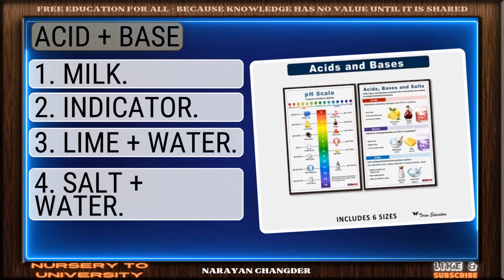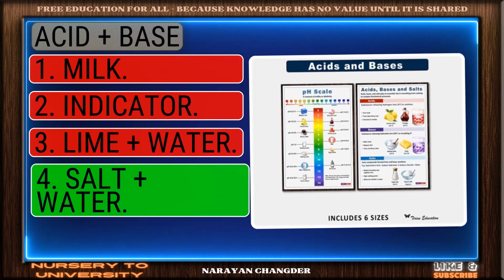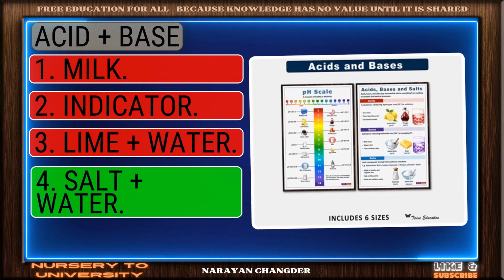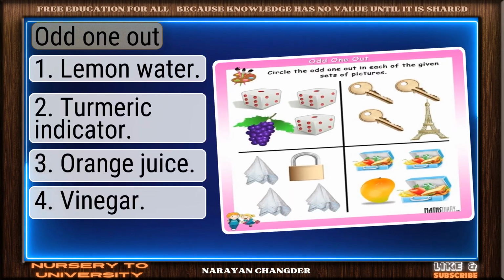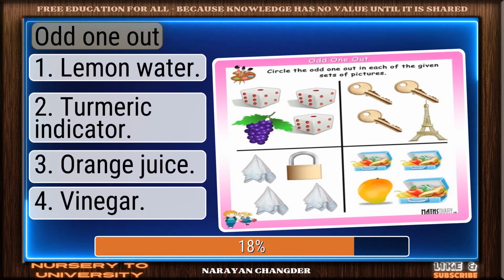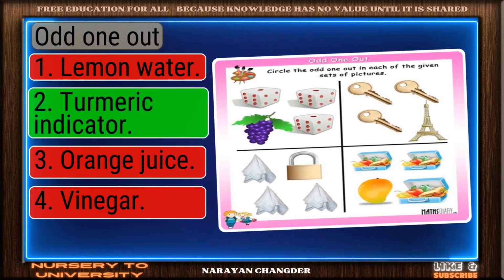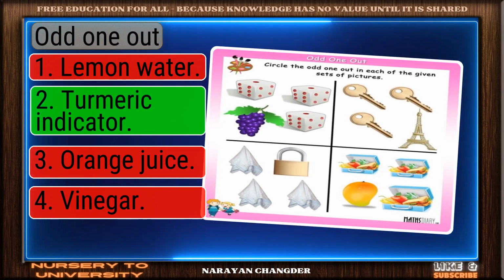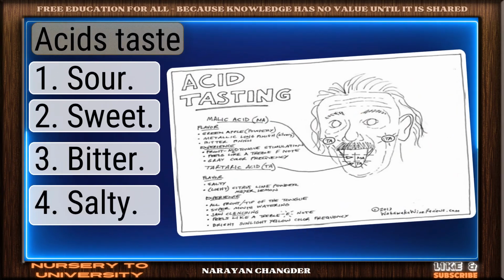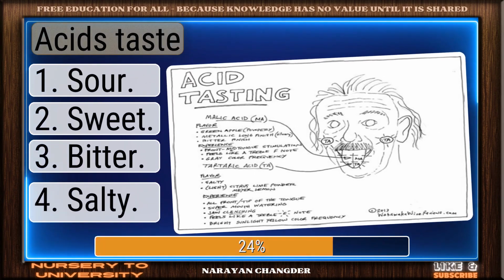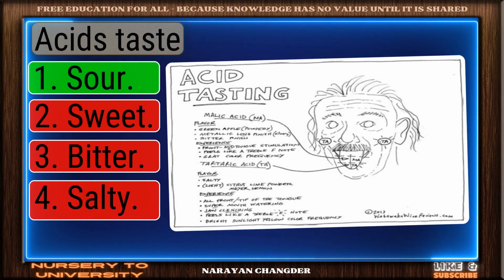Question number 293, acid plus base. Well picked. Salt plus water is the correct answer. Question number 294, odd one out. Clear logic. Your choice turmeric indicator is sound and 100% true. Question number 295, acids taste. Bravo. Sour is the answer.